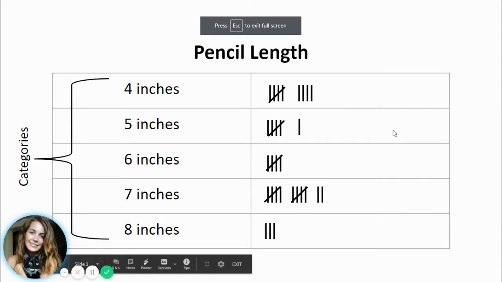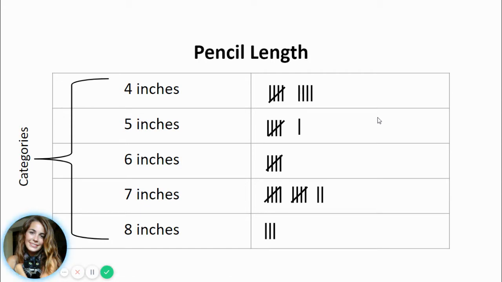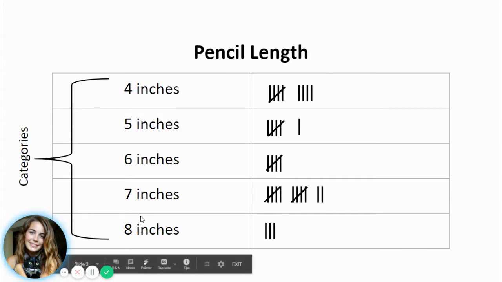Yesterday, we talked about frequency tables as a way to organize data. And when we looked at frequency tables, we talked about how they have a title that tells you what the data is about. They have categories and they have tally marks to keep track of how many of each category.